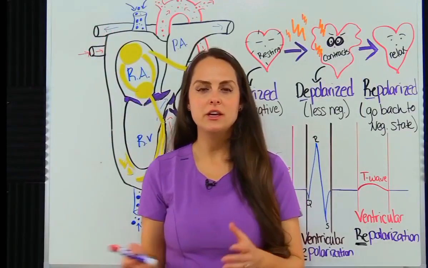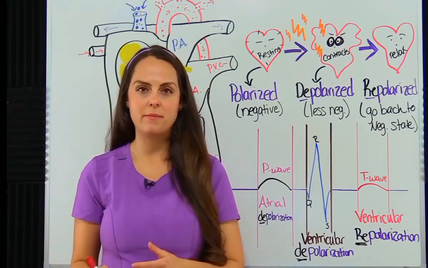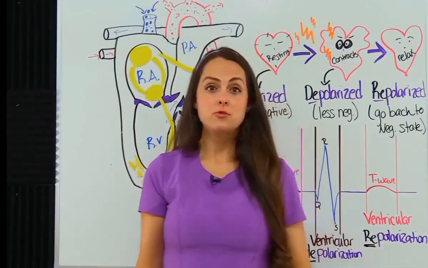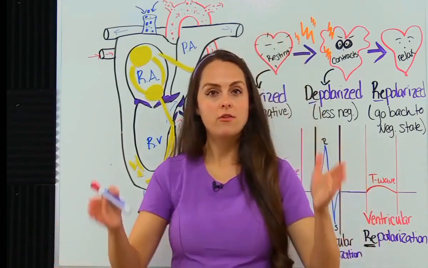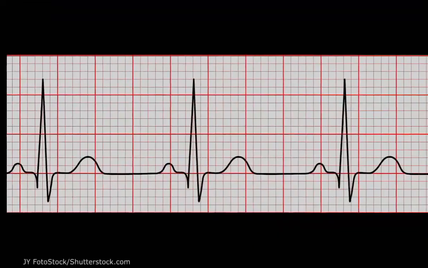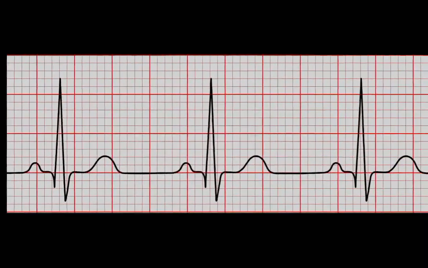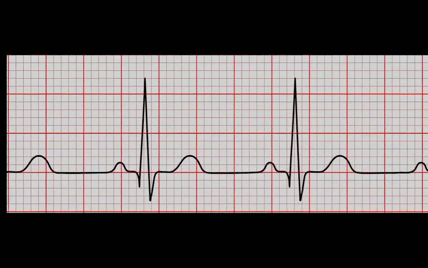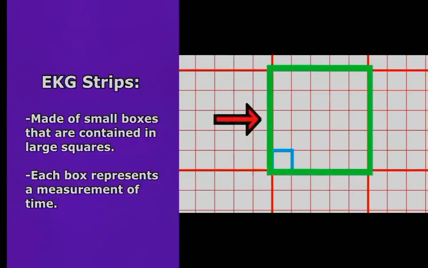So now let's look at this PQRST complex in detail and apply it to EKG strip paper. Whenever you're analyzing a patient's rhythm and trying to interpret what kind of rhythm this is, you're going to have a lot of these PQRST complexes on EKG strip paper. And you want to be familiar with the EKG strip paper because it's made up of small boxes that are contained within large squares. And each box represents a measurement of time.